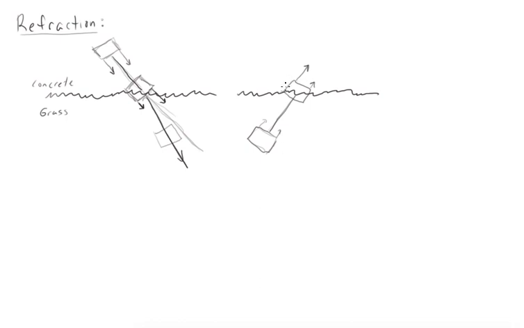When that happens, this side speeds up and gets ahead of the side that's still on the grass. Instead of going off in a straight line this way, it's going to bend and go out this way. So whenever it goes from something it's going fast in, the concrete, to something slow, the grass, it's going to deflect. It's going to change paths.